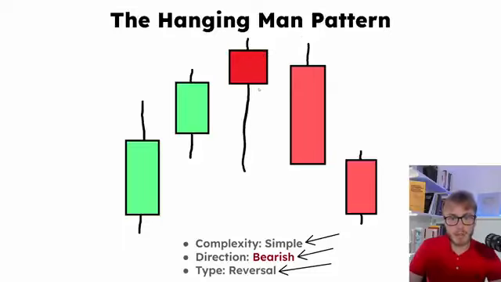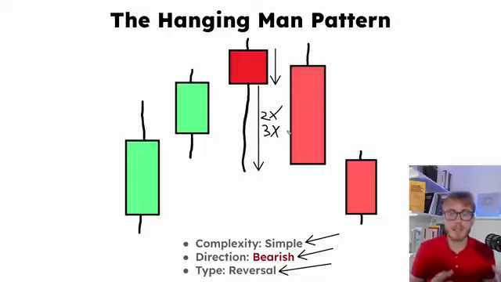The pattern itself consists of a small real body and a long lower wick. And what we want to see here is that we want the wick to be at least twice the length of the real body. So at least twice the length here. In this particular case, it looks to be more like 3 times, and that is a good sign.